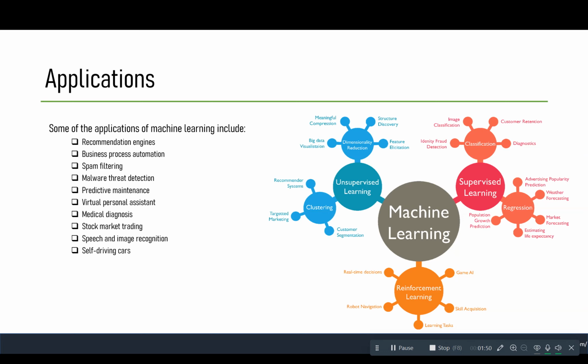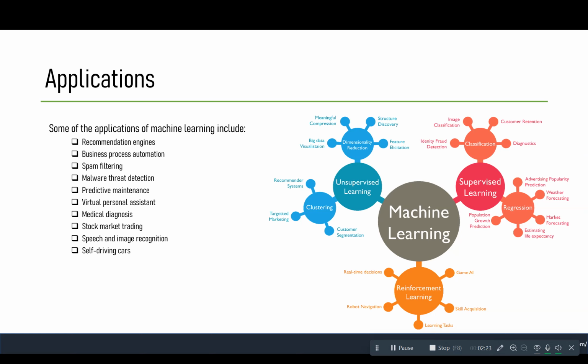Then we have stock market trading. Machine learning algorithms can be used to analyze financial data and predict stock market trends. These algorithms can analyze large amounts of data from financial markets, news sources and other sources to identify patterns and predict future trends. Stock market trading includes applications like automated trading systems and automated bots which automatically open buy and sell signals, and other investment tools.